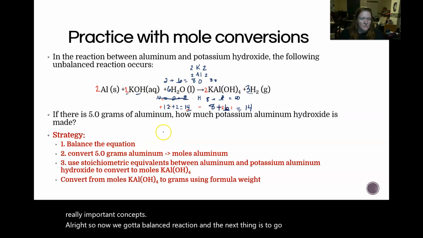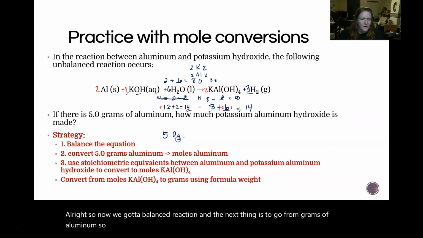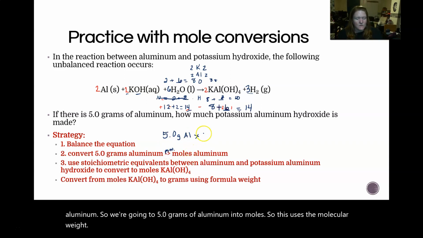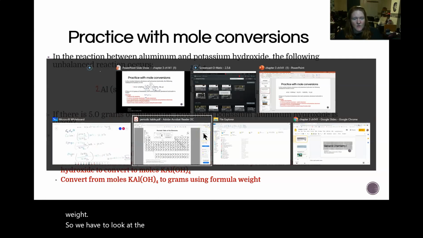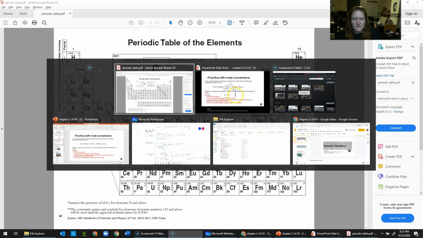All right, so now we've got a balanced reaction, and the next thing is to go from grams of aluminum, so we're going to go 5.0 grams of aluminum, into moles. So this uses the molecular weight. So we have to look at the periodic table and find out how much aluminum is. 26.98.